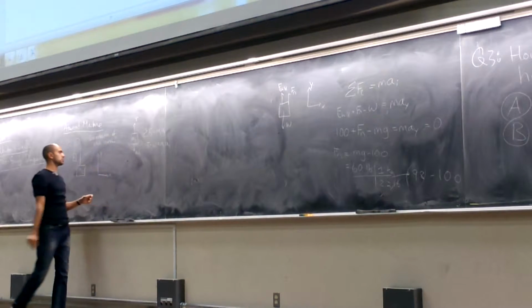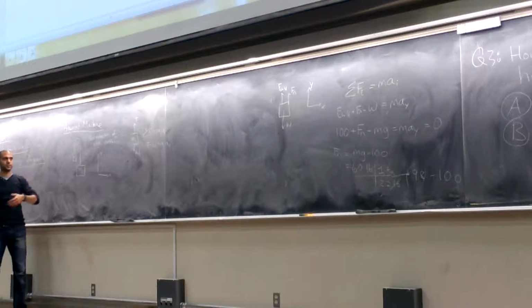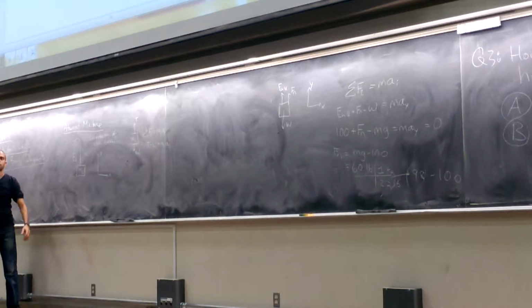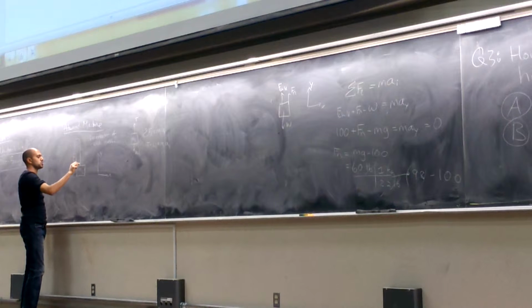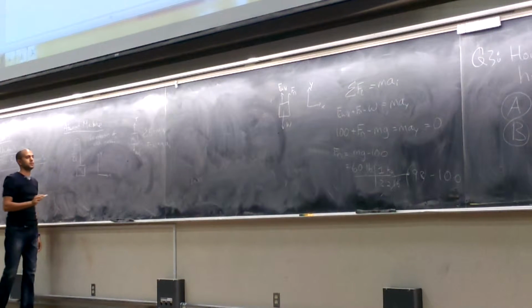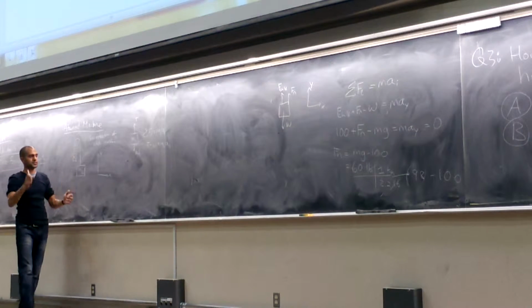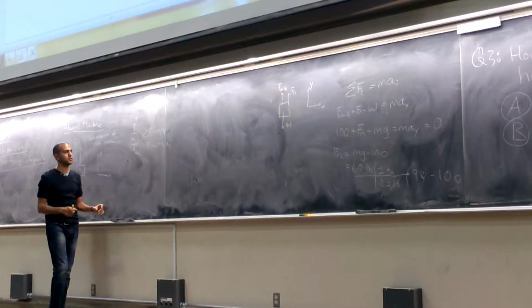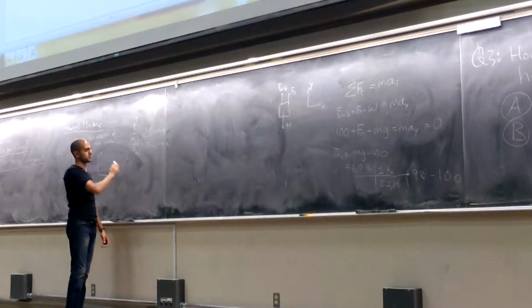The T stands for tension. Whenever you have a string, the force that it pulls with is called tension. And because this is one string, the tension on both sides will be the same. So I don't need to use two different tensions. It's going to have the same tension. Otherwise, the string will stretch. All right, so that's the first equation.